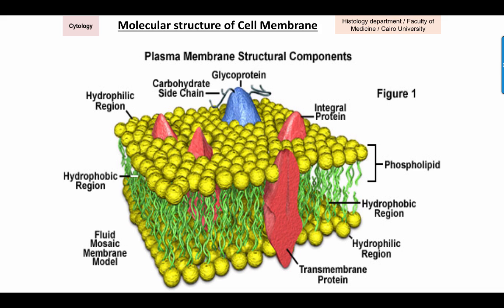Also, we have here in the picture the carbohydrate element, which is present only on the outer surface, either attached to the protein to form a glycoprotein, or attached to the lipid, which is not present in this picture, to form a glycolipid. So this is the hydrophilic head, the hydrophobic fatty acid tails, and this is the integral or transmembrane protein, and this is one type of the components in the cell coat, which is the glycoprotein.